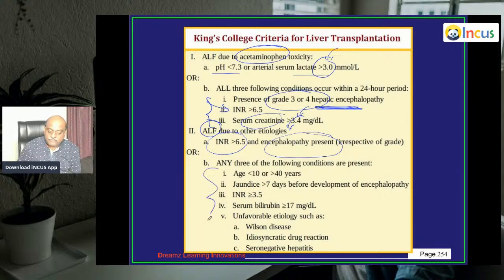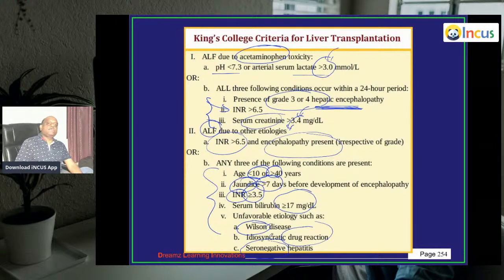Or if any three of the conditions, like age less than 10 or more than 40, jaundice more than 7 days before development of encephalopathy, INR more than 3.5, bilirubin more than 17, and any unfavorable etiology like Wilson's disease, idiosyncratic drug reaction, or a seronegative hepatitis, they are the King's College criteria for liver transplantation.